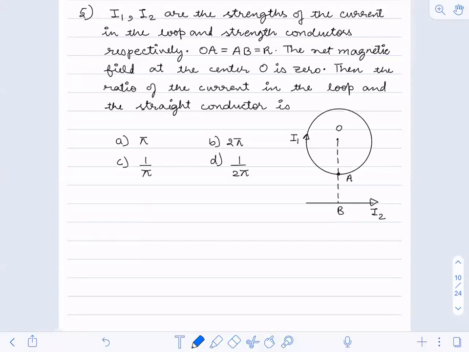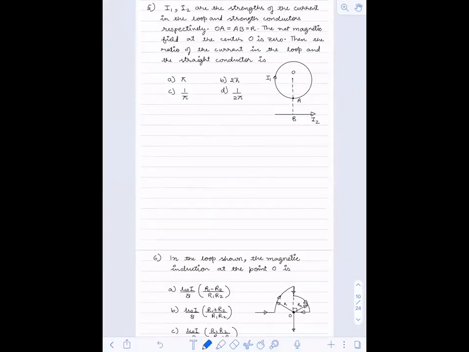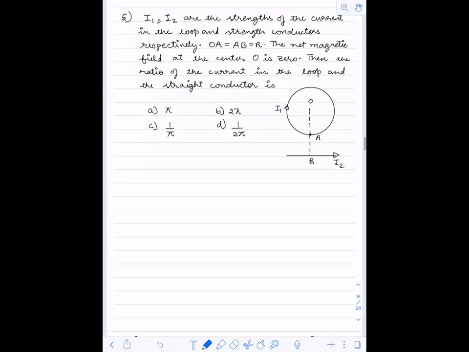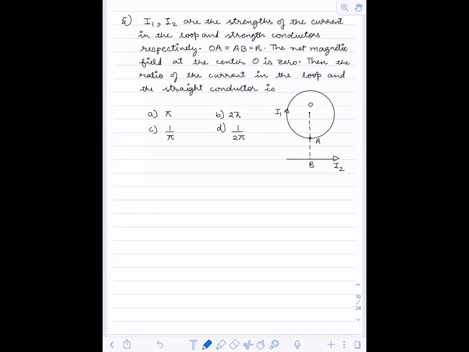So what did you get? 1 by pi. Anyone else who got 1 by pi? Nobody else. Nagaraju has got 1 by 2 pi. Thara has got 1 by pi. Deepika also got 1 by 2 pi. Okay, let us see what will be the answer. Option D, 1 by 2 pi. Let us solve this and check.